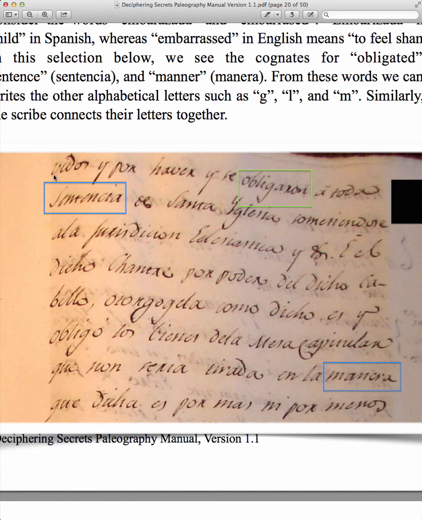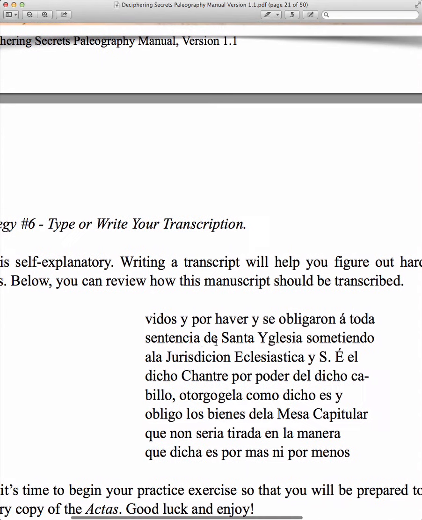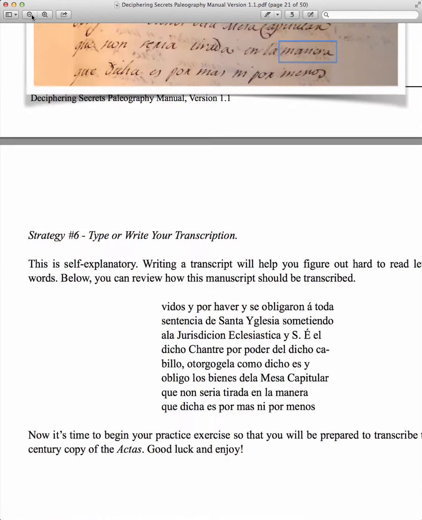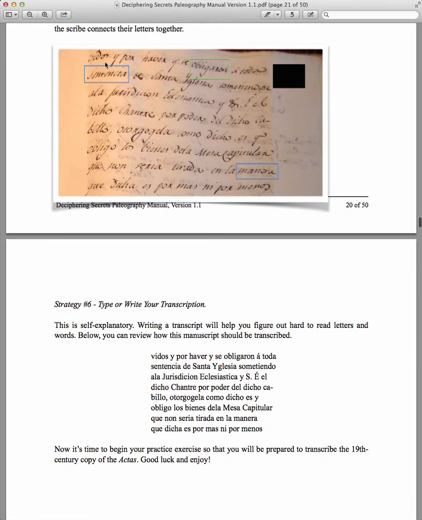And then now I can use the rest of the manuscript potentially to figure out what's going on here. And we will find out that this is a V, and that little line at the end is actually an S. And again, this is where you can see how I've transcribed the individual document. I'm going to zoom back out real quick. The important thing here in terms of the transcriptions is to copy the line exactly as we see it: "vidos y por haber y se obligaron a toda." And there's that hard line break.